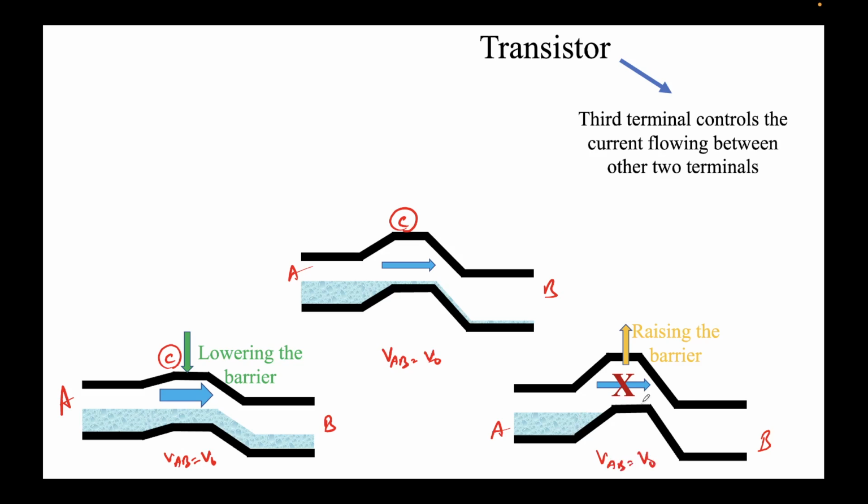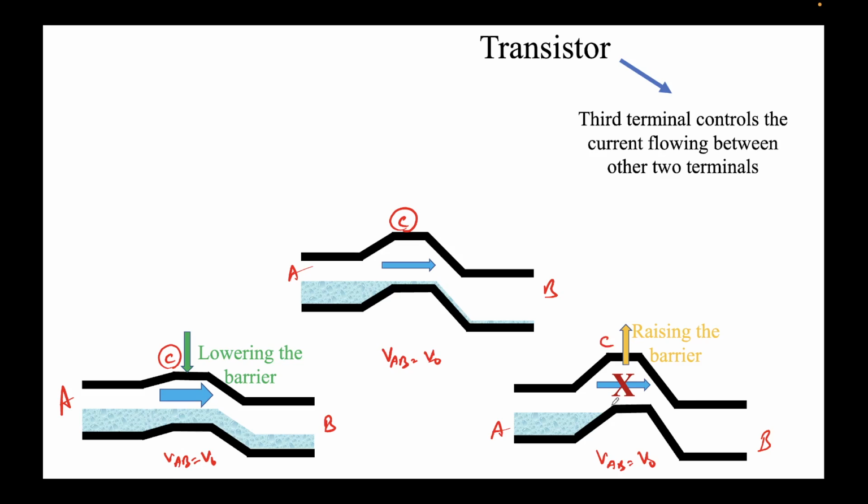But this time I'm raising the barrier as compared to the central reference system, let's say, the system on the right. Now if I raise the central barrier C, no water can flow, right? So this is what essentially is happening.